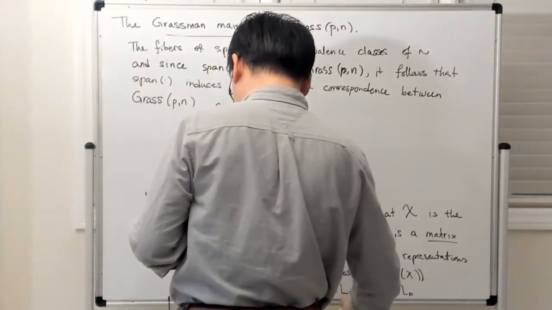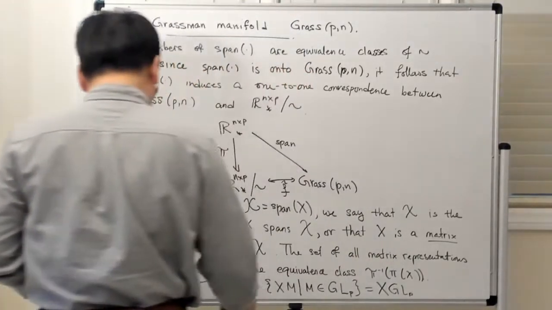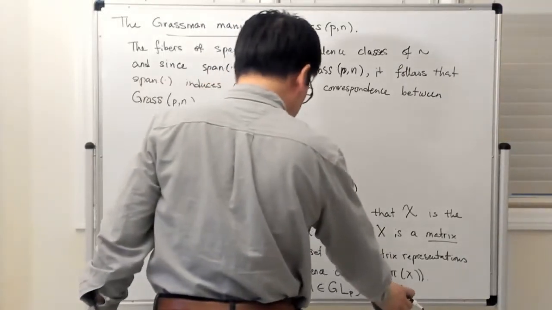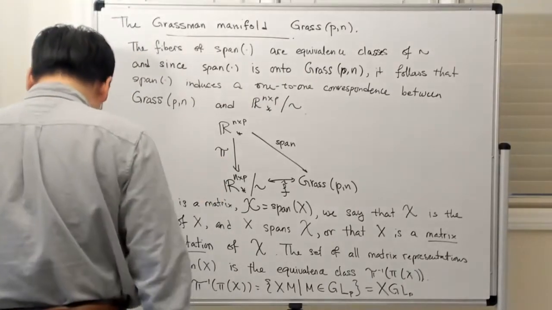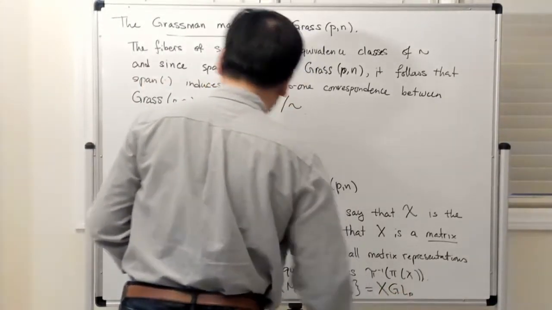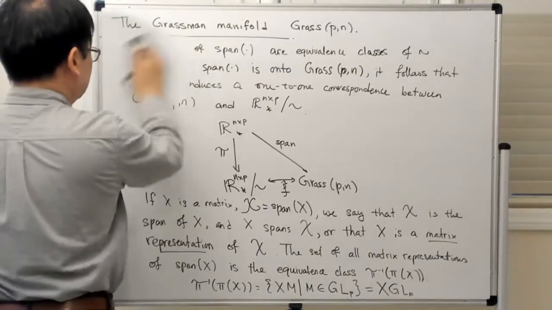So in light of this, you often refer to this equivalence relationship in terms of this general linear group of dimension p.